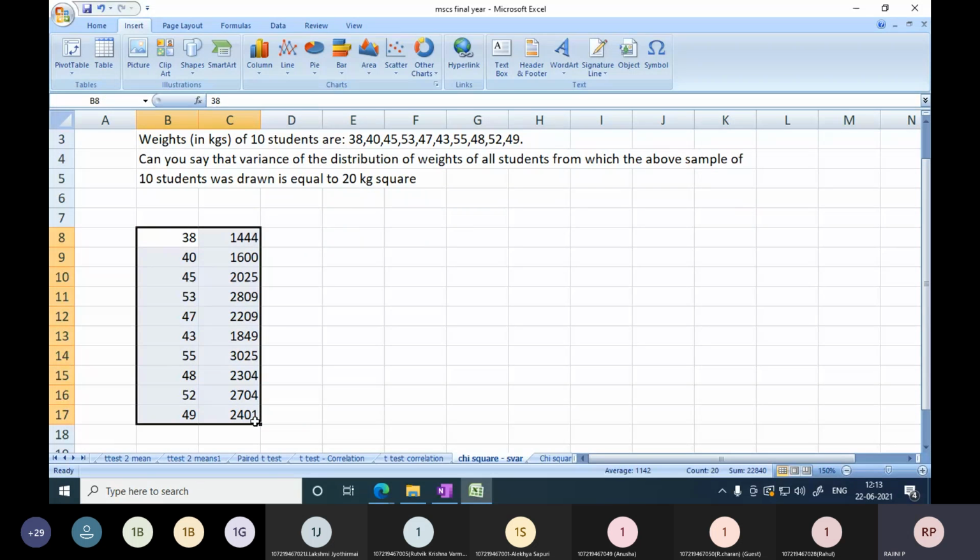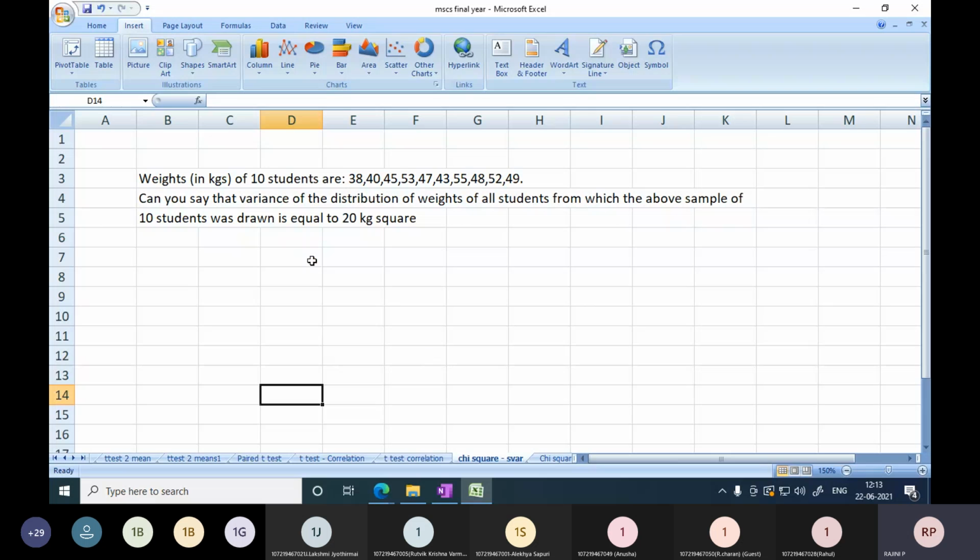Now go to the next data. Next one, you just check it. What is the data here? You have the weights of 10 students: 38, 40, 45, 53, 47, 43, 55, 48, 52, 59. Can you say that the variance of the distribution of weights of all students from which the above sample of 10 students was drawn is equal to 20 kgs? Tell me what the given values are. n is equal to 10.